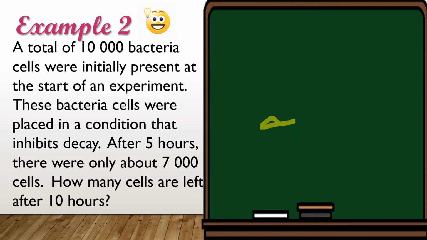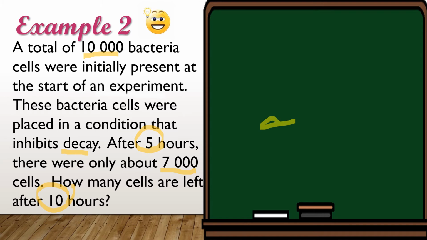Let's solve the second example for exponential decay. A total of 10,000 bacteria cells were initially present at the start of an experiment. These bacteria cells were placed in a condition that inhibits growth. After 5 hours, there were only about 7,000 cells. How many cells are left after 10 hours?